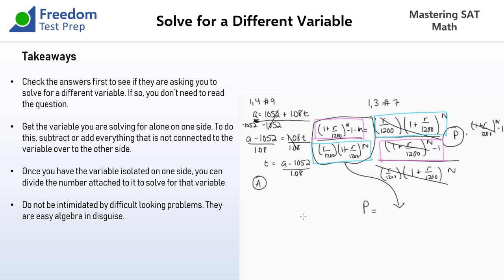I really want you to understand this because if you get the concept, it's a really easy problem. It just looks really scary, that's all. But it's still basic algebra. Okay, now let's go to, I think I'm going to clear the decks here.